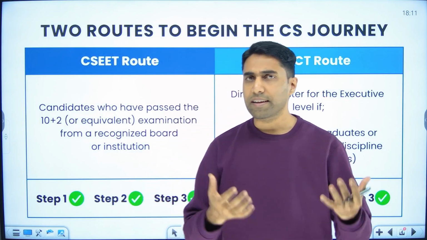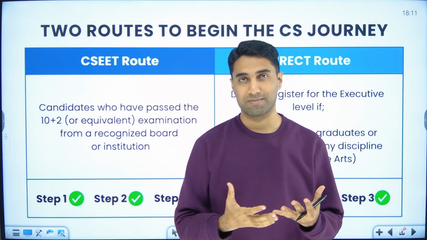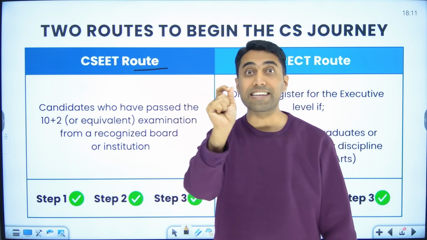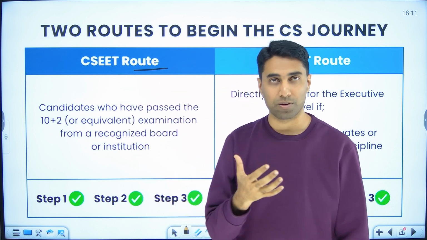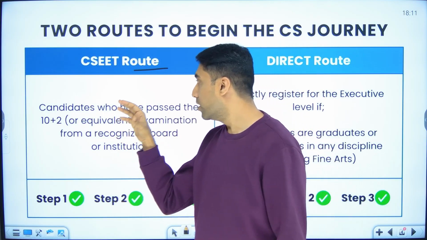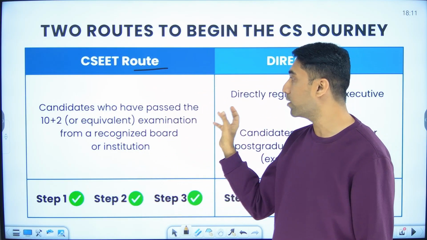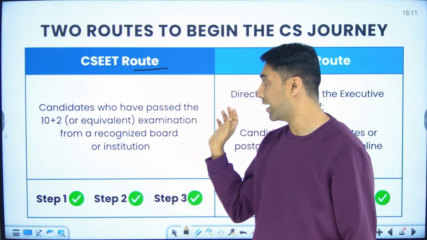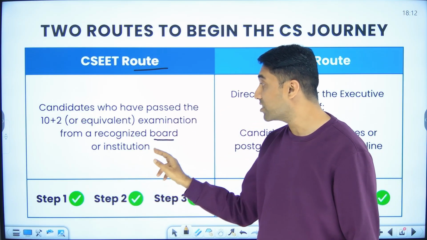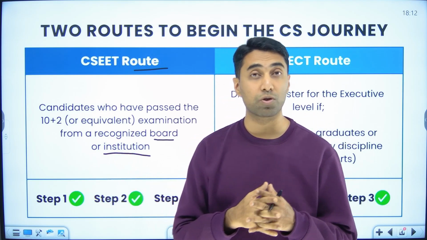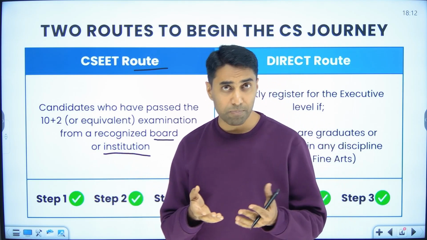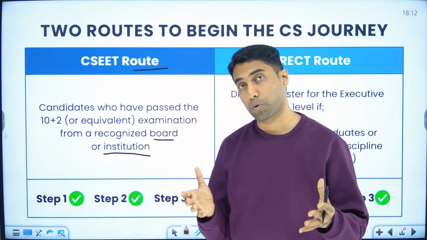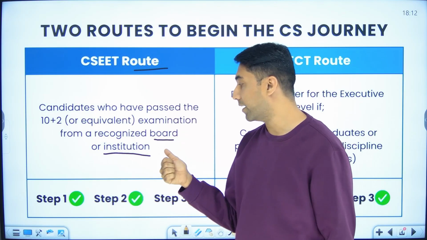Now, like I told you, there are 2 different routes. The first route is what we call the entrance test or CS entrance test route. In the CS entrance test route, whoever wants to do this can do it after 10+2 or anything which is equal to 10+2 examination from the recognized board or institution. So ICSI should recognize it. CBSE, State Board, ICSE, IGCSE, so many boards are there. It should be a recognized board and you can directly enter over here.